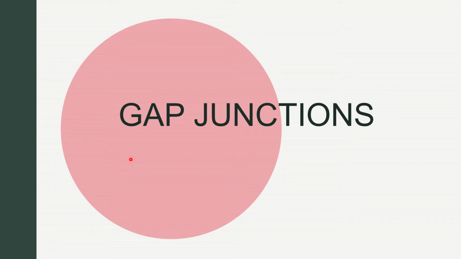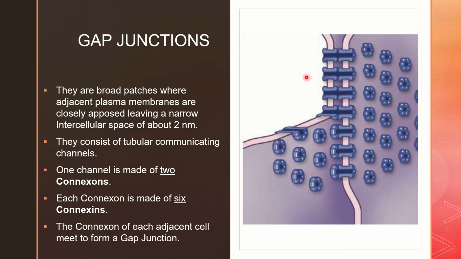Now discussing the third type of cell junctions, the gap junctions. Until now we have discussed some junctions which are tightly packed together, some junctions in which the cell membranes adhere together. The gap junctions are different from these types because they are broad patches of the cell membranes. In these junctions, the cell membranes are so closely attached to each other that the intercellular gap, which is normally 20 nanometers in most cells, is reduced to about 2 nanometers.